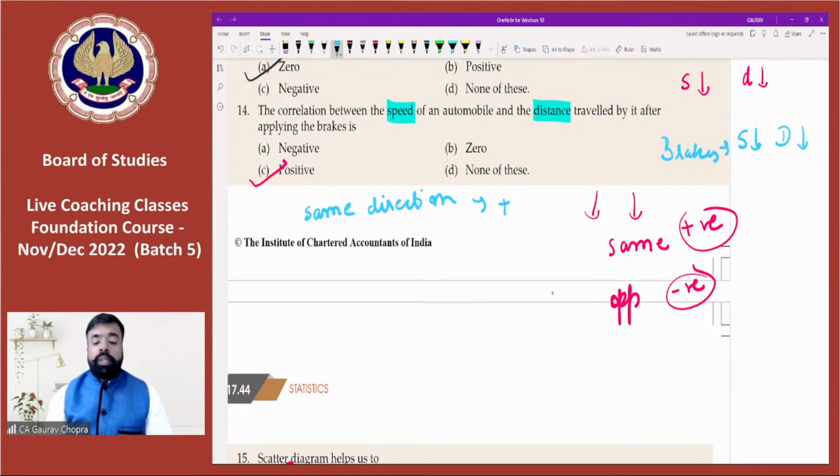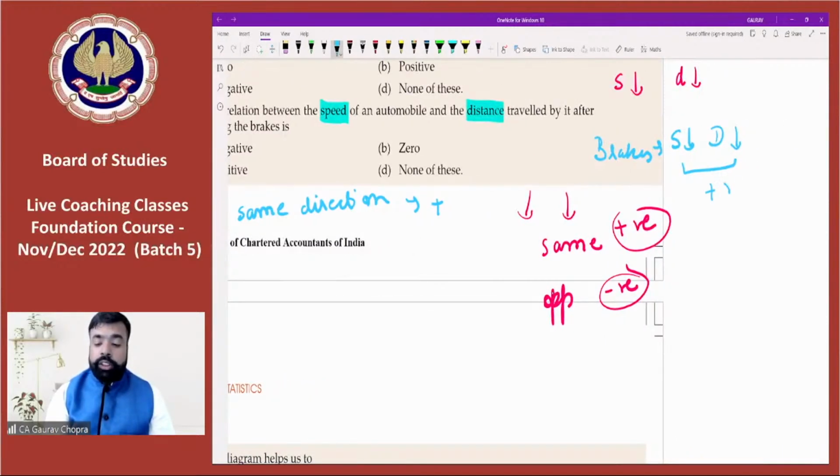Now both the variables are in the same direction. So whenever the variables are in the same direction, the correlation is said to be positive. Correlation is said to be positive. Okay. So this was asked by Barkatullah and Pooja Thakur.